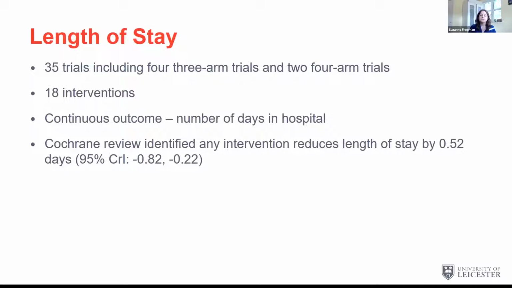So I'm going to go through the results for this length of stay example. Just before I do that, there were 35 trials, including a number of multi-arm trials in this network. We had those 18 unique interventions, and 6 unique components of those interventions. The outcome, length of stay, is analysed as a continuous outcome in terms of the number of days spent in hospital. And in the Cochrane review, they identified that any form of intervention reduced that length of stay by approximately half a day.